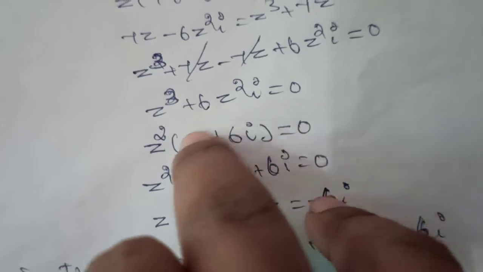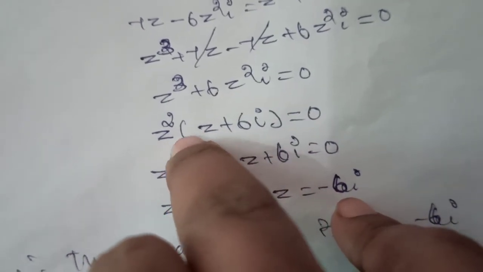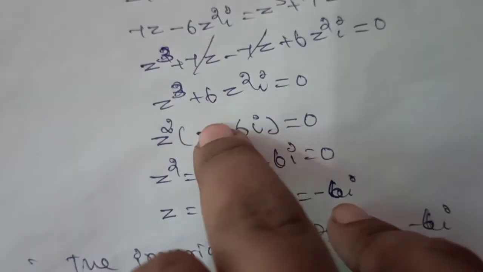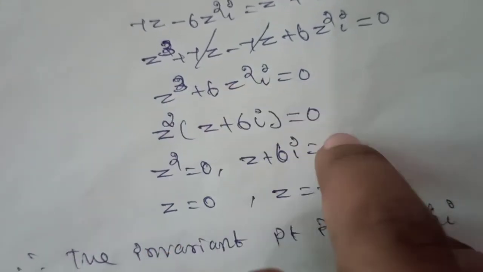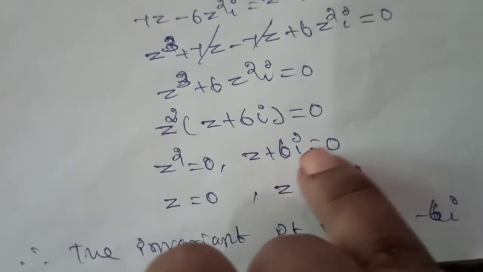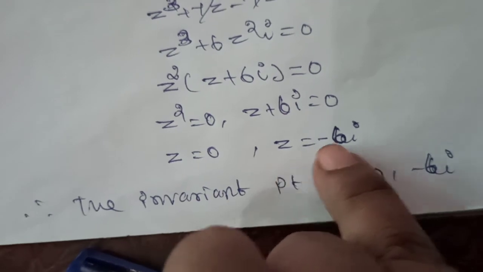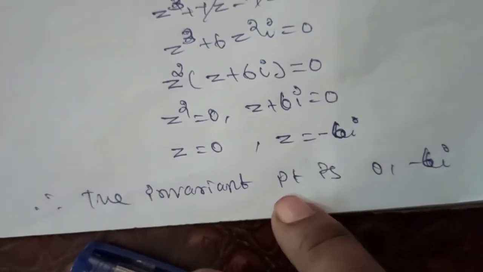In these two terms, z square is common, so take it outside. The remaining is z square into (z + 6i) equal to 0. That is z square equal to 0 and z plus 6i equal to 0. Therefore z equal to 0 and z equal to minus 6i. Therefore, the invariant points are 0 and minus 6i.